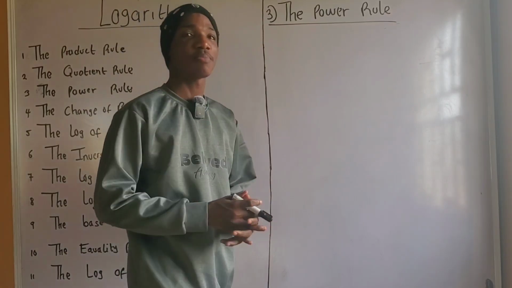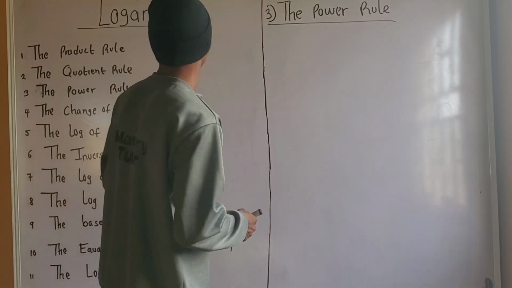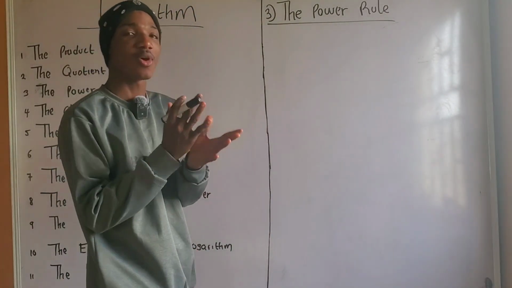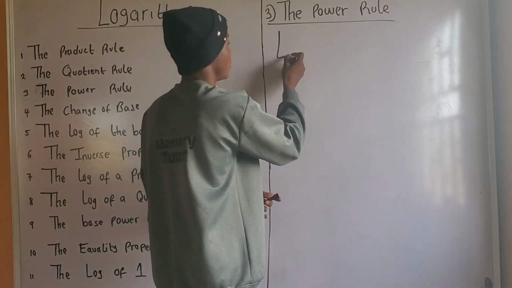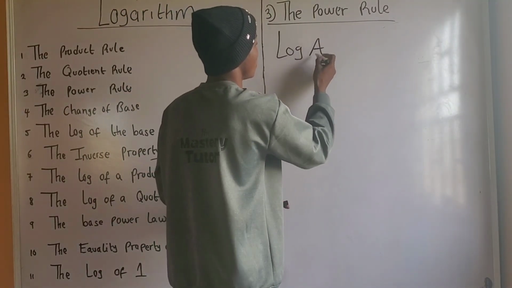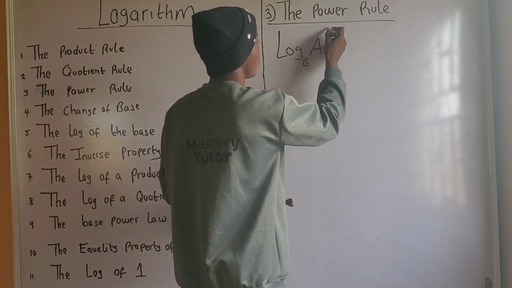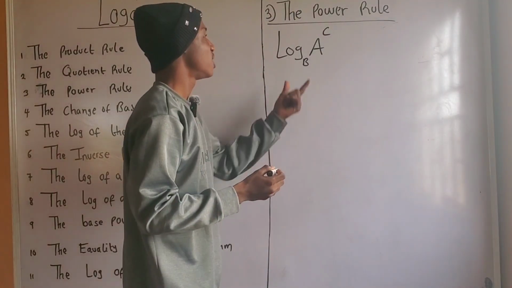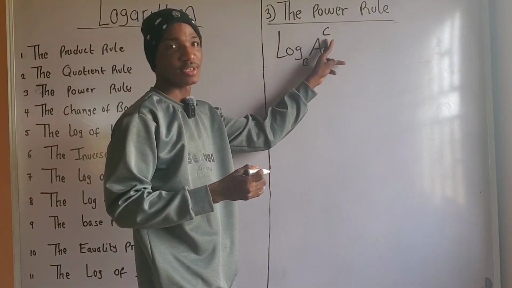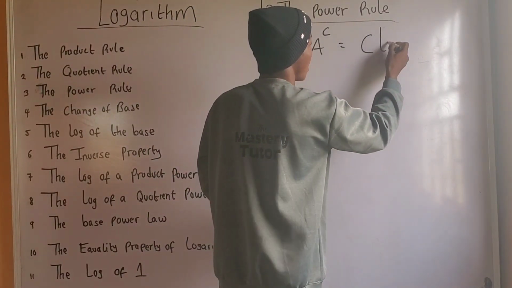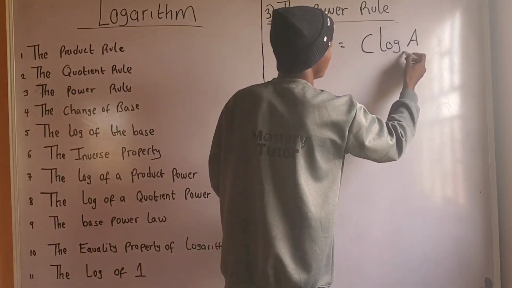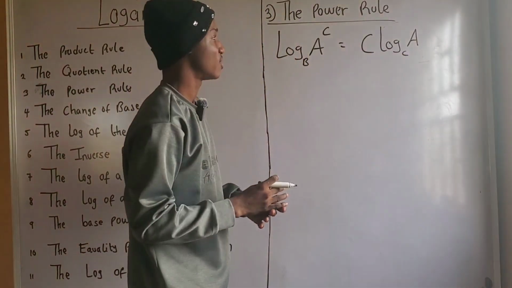Okay, let's look at the power rule of logarithm. According to this rule, if you have a logarithm raised to a power, for example, let's say you have log A base B raised to the power of C. That is, log A is raised to a power, which is C. The result of this will be the product of the power and the log. Do you understand? Please listen attentively, okay?